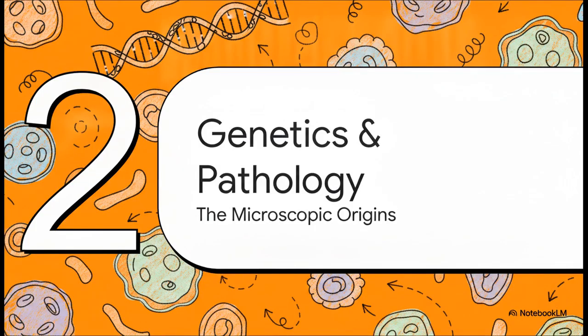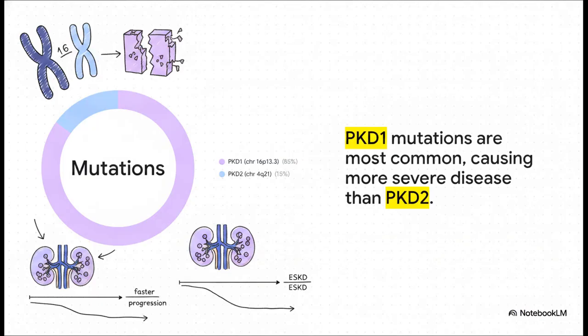Moving on to Section 2, genetics and pathophysiology, let's look at the microscopic origins. When you break down the genetics, there is an overwhelming dominance of the PKD1 mutation. 85% of ADPKD cases stem from mutations in the PKD1 gene on chromosome 16, which codes for the protein polycystin 1. The other 15% are largely linked to the PKD2 gene on chromosome 4, coding for polycystin 2. And this matters clinically, because if a patient has the PKD1 mutation, they generally face a faster disease progression and reach end-stage kidney disease much earlier than those with PKD2.